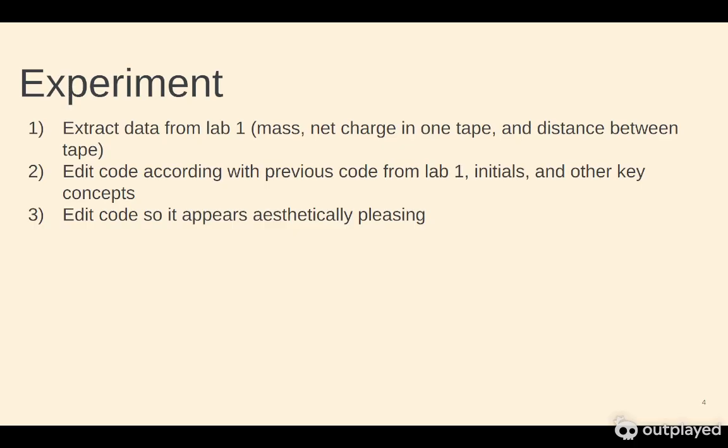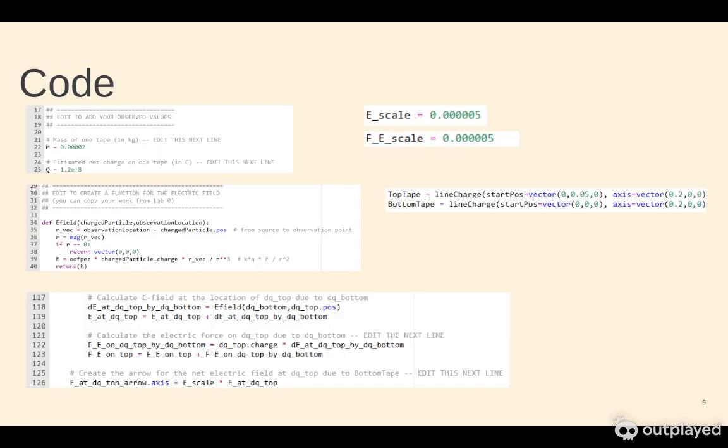To the experiment, we extract data from Lab 1: masses, net charge on one tape, and the distance between tape. Edit the code according to the previous code from Lab 1, initials, and other key concepts, and edit the code so it appears aesthetically pleasing. You don't have to do that, but I did that so you could see the tape lines because the arrows are really big, but whatever.